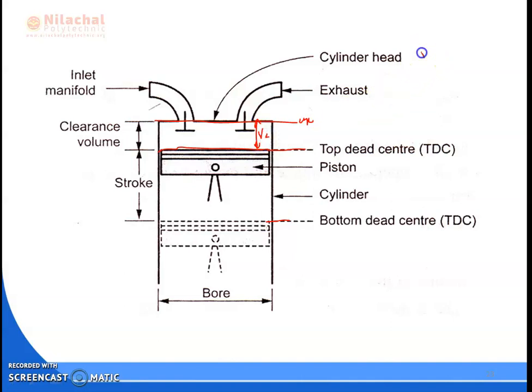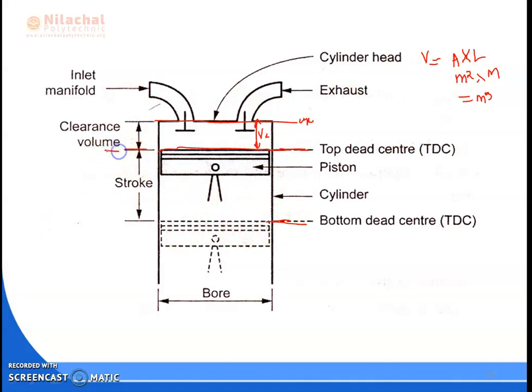So what do you mean by volume? Volume is your area into distance, length. Area unit is meter square. Length or distance unit is meter. So it will give you meter cube. So what do you mean by swept volume? The piston travels from the TDC to BDC. The distance it covers is known as your stroke. But the volume it covers is known as your what? That is known as your swept volume.